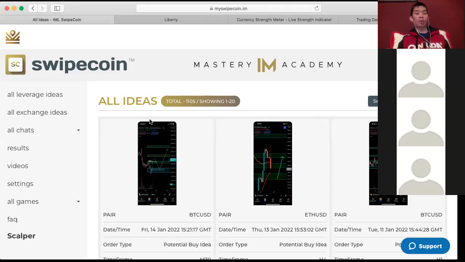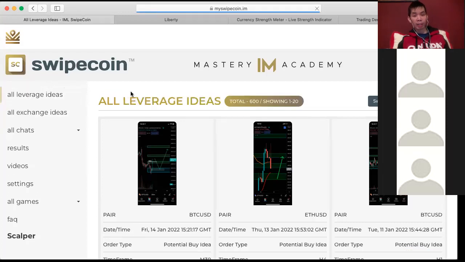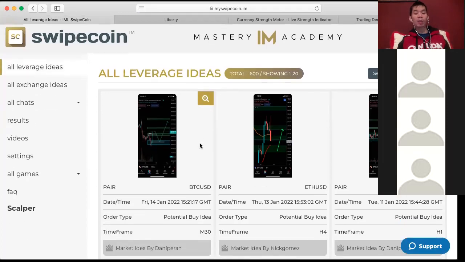Okay, so what I like to do when I first start, so these are all the ideas, whether they're leverage ideas or exchange ideas. So they're a little different, right? I'll start with leverage ideas, which are anything with the big cryptos, your Bitcoin, your Ethereum. Those are the main two that the educators send out, okay?